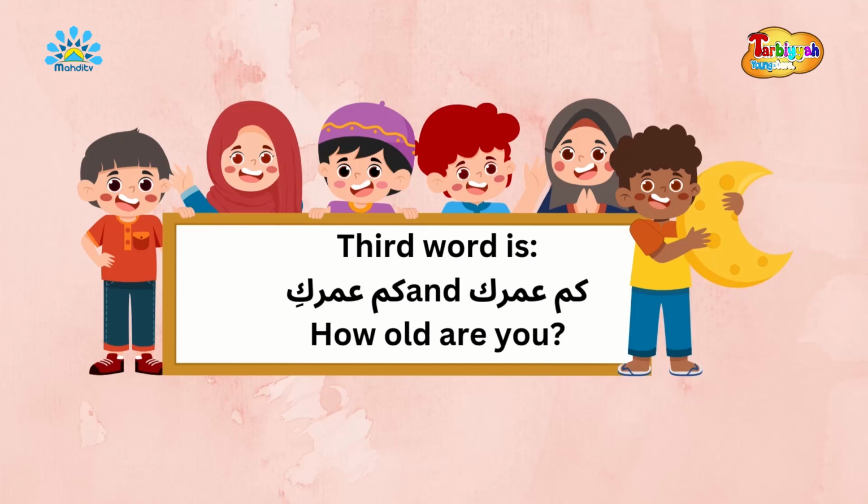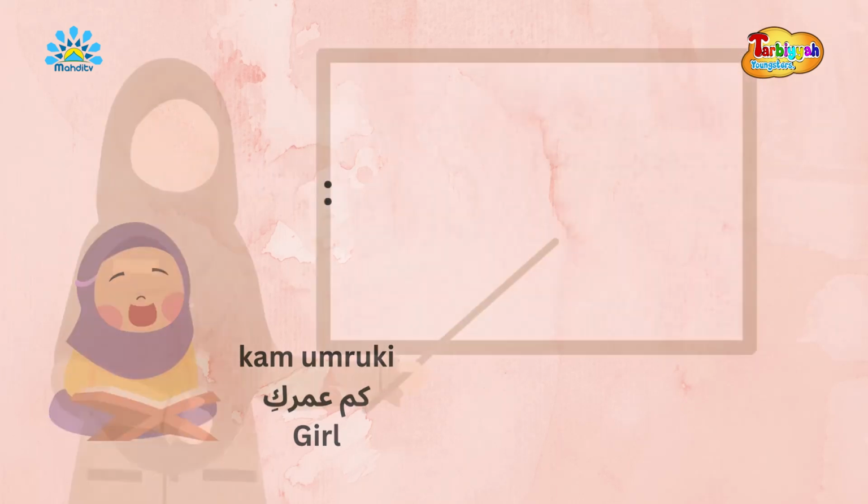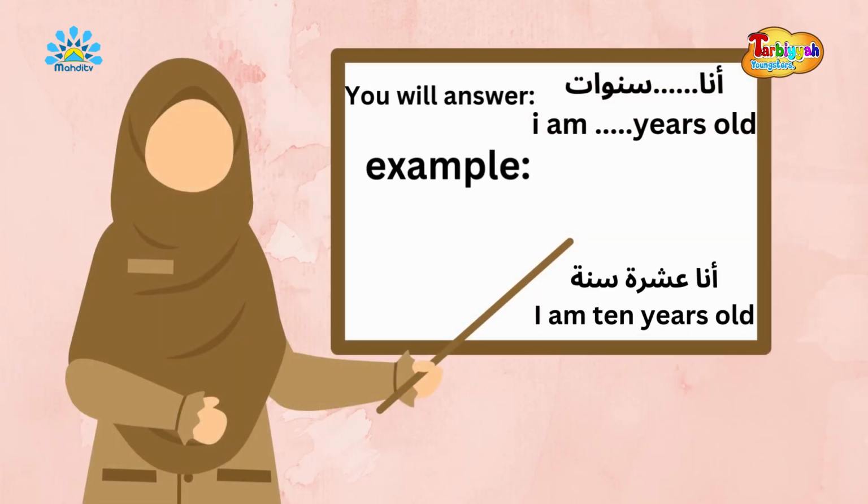How old are you? We are using Kam umruka when we are asking a boy how old are you? And we are using Kam umruki when we are asking a girl how old are you? For example, you are 10 years old. What are you going to answer? You will answer Ana ashara sanawat. I am 10 years old.